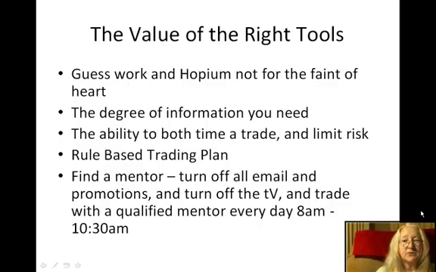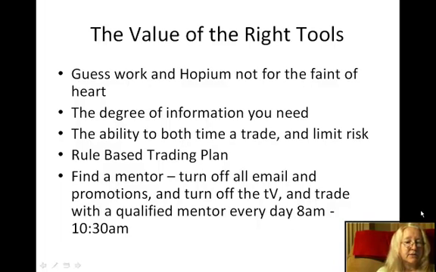So this is a test with a short introduction, and we will move on into a PowerPoint presentation. And so that begins now. And as we move into this presentation, you'll see that we have the very first slide with the title of it, The Value of the Right Tools.